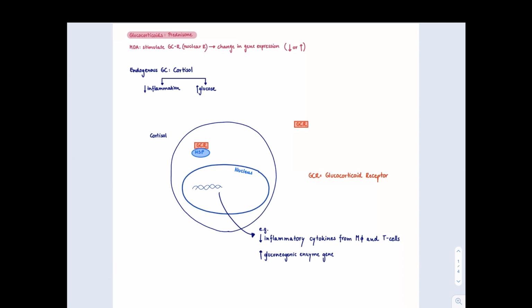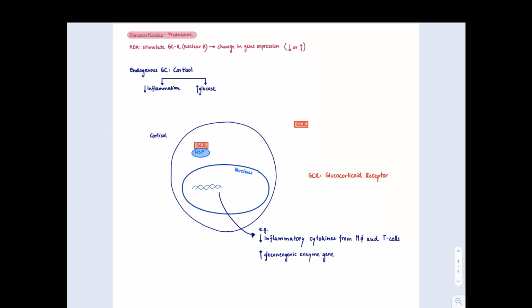So in this video, I want to talk about the mechanism of action of glucocorticoids. Glucocorticoids stimulate the glucocorticoid receptor, a nuclear receptor, and as a result, they change the expression of several genes, either increase their expression or decrease their expression. Now, the most famous glucocorticoid is our endogenous cortisol.